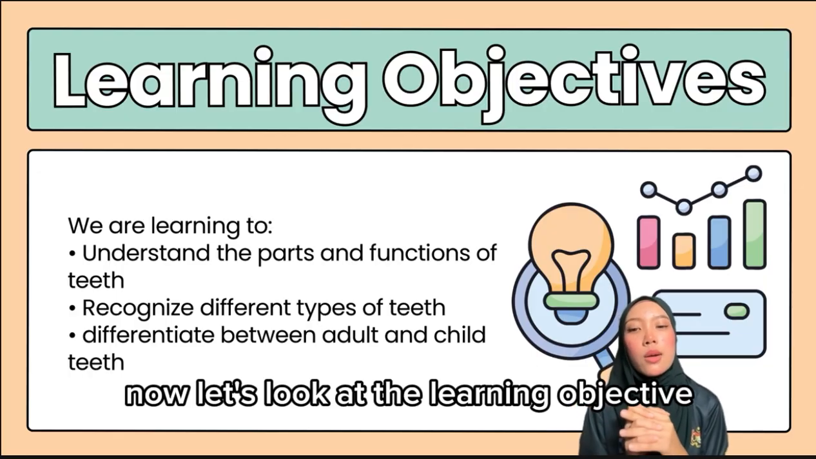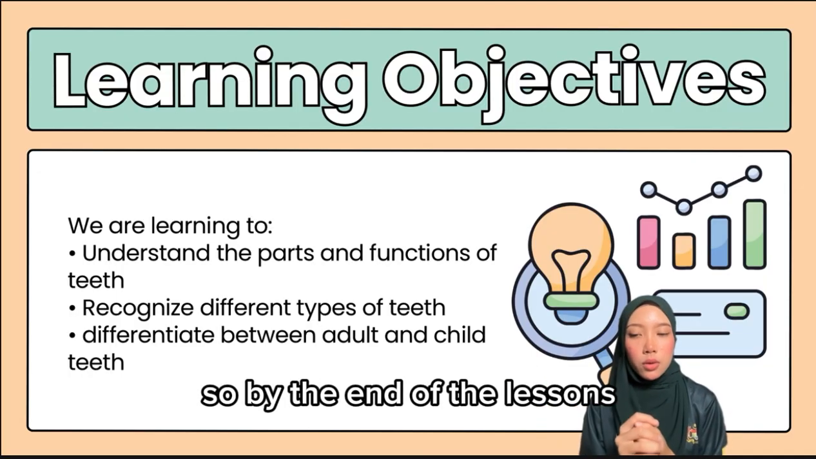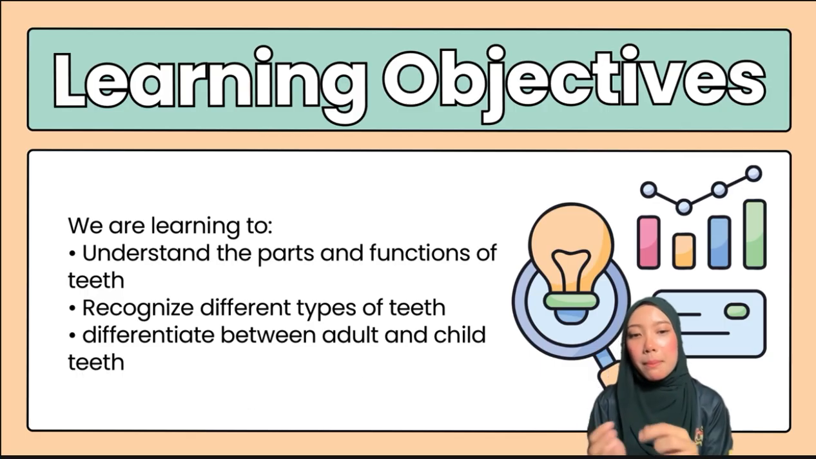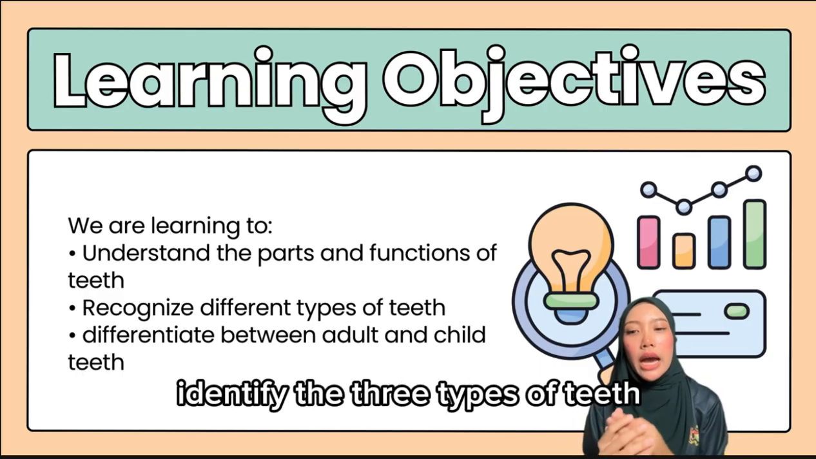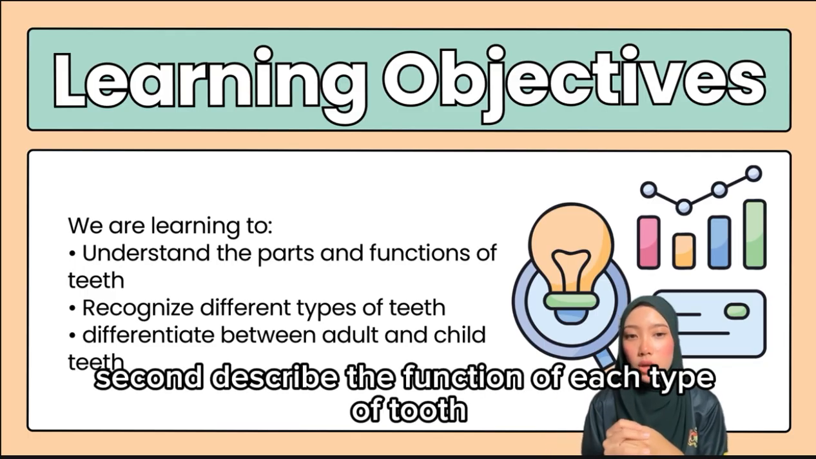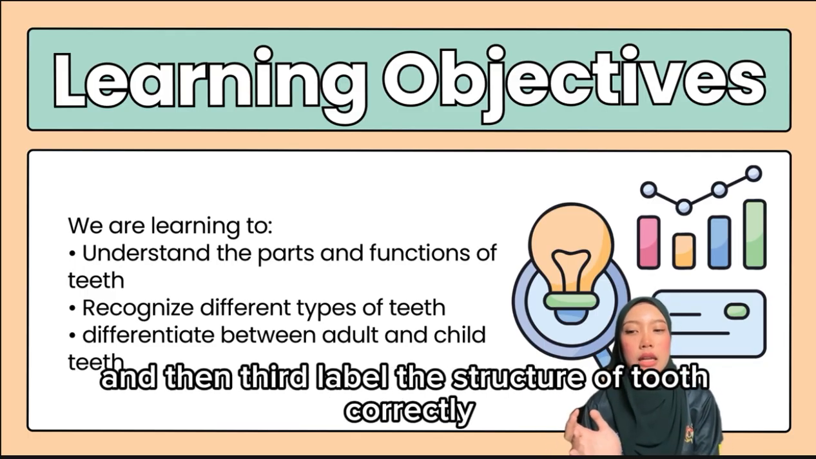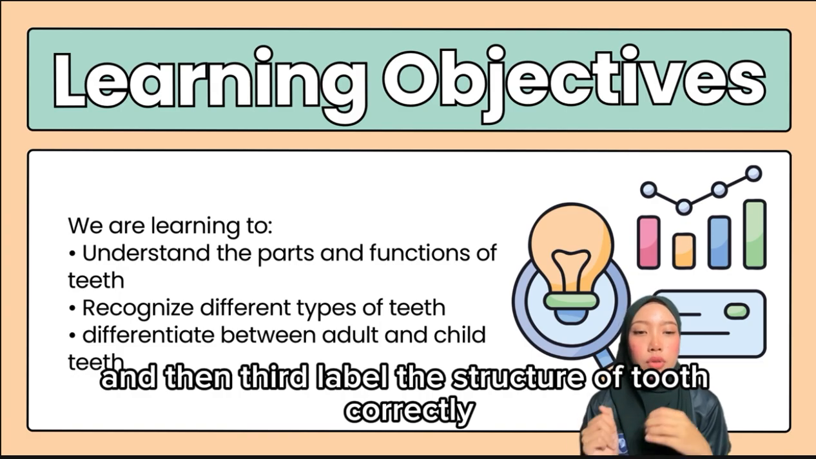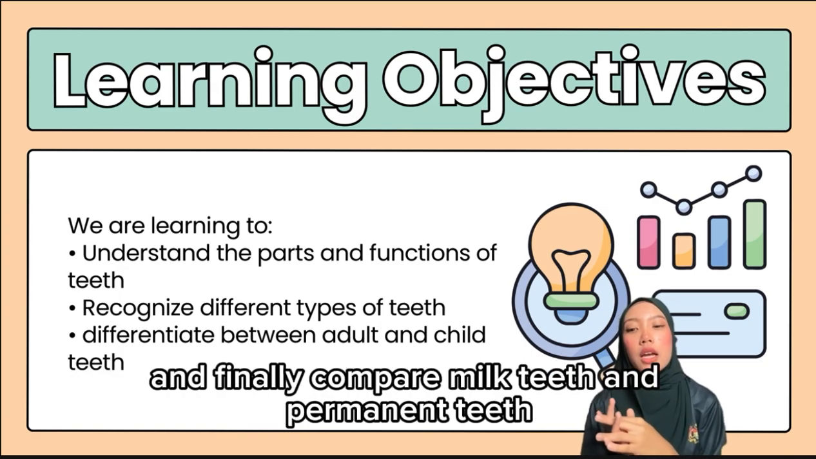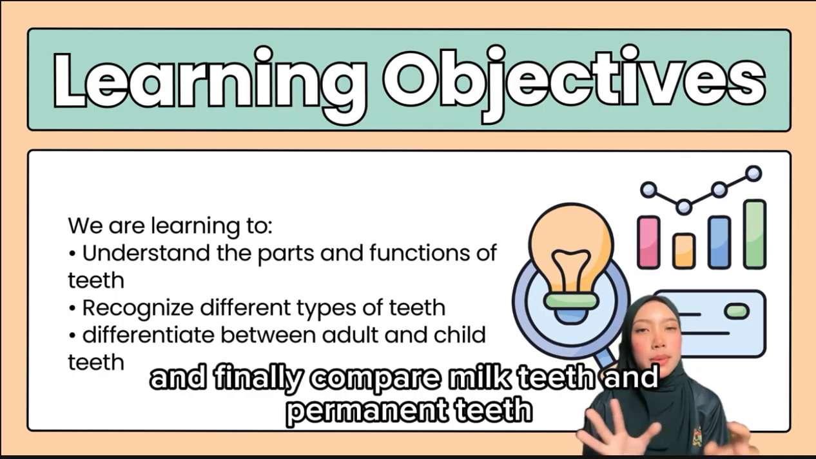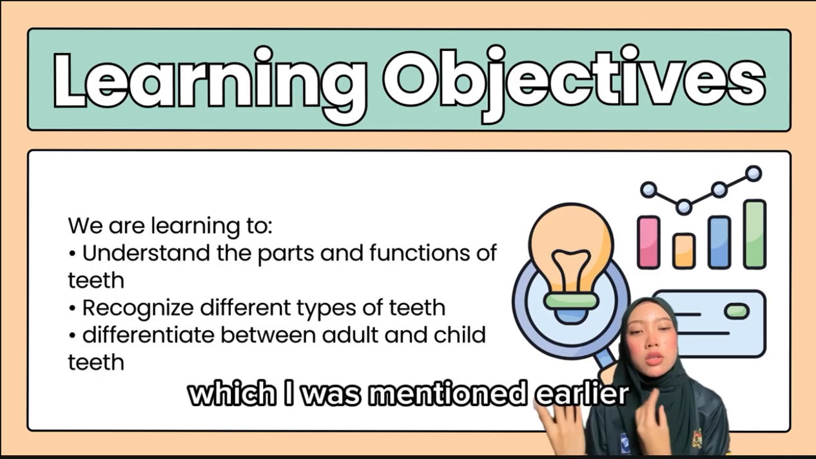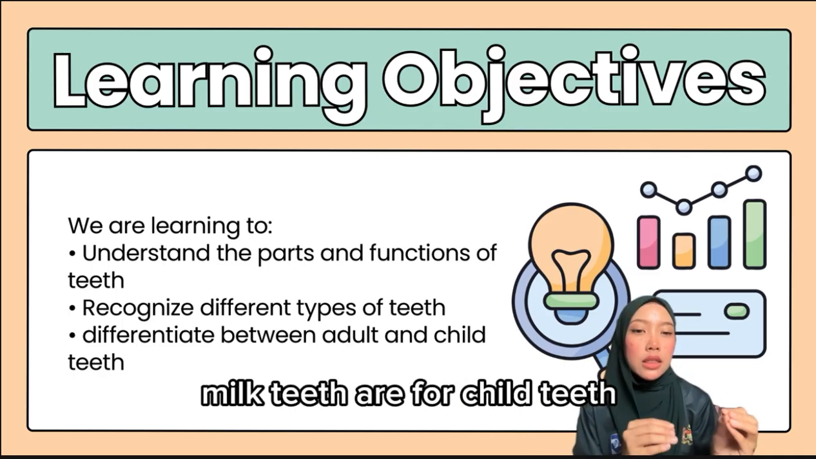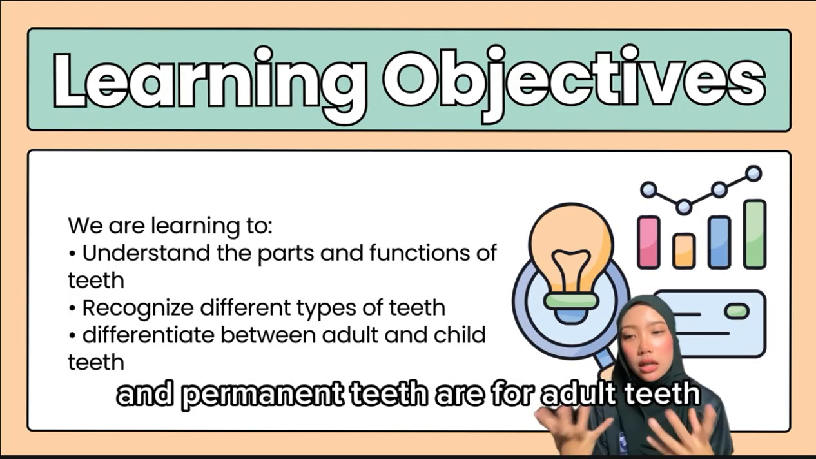Now, let's look at the learning objectives. By the end of the lesson, pupils will be able to first, identify the three types of teeth; second, describe the function of each type of tooth; third, label the structure of a tooth correctly; and finally, compare milk teeth and permanent teeth, which I mentioned earlier. Milk teeth are child teeth and permanent teeth are adult teeth.